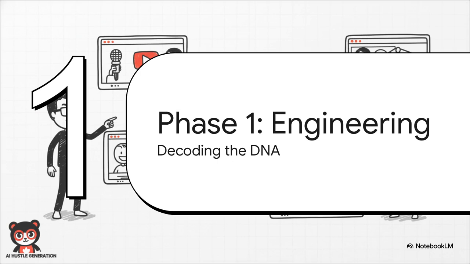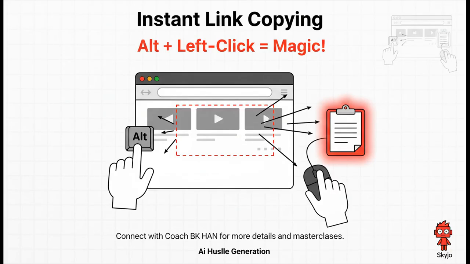All right, let's get into Phase 1, Reverse Engineering. This is where we go undercover. We're going to find a successful channel and basically decode its entire DNA. And see, this is where that little setup we did pays off big time. Just go to the videos page of a channel you want to model. Now all you do is hold down the Alt key, left-click your mouse, and just scroll down the page. Every single video link you highlight gets instantly copied. Just like that. No more mind-numbing one-by-one copying.